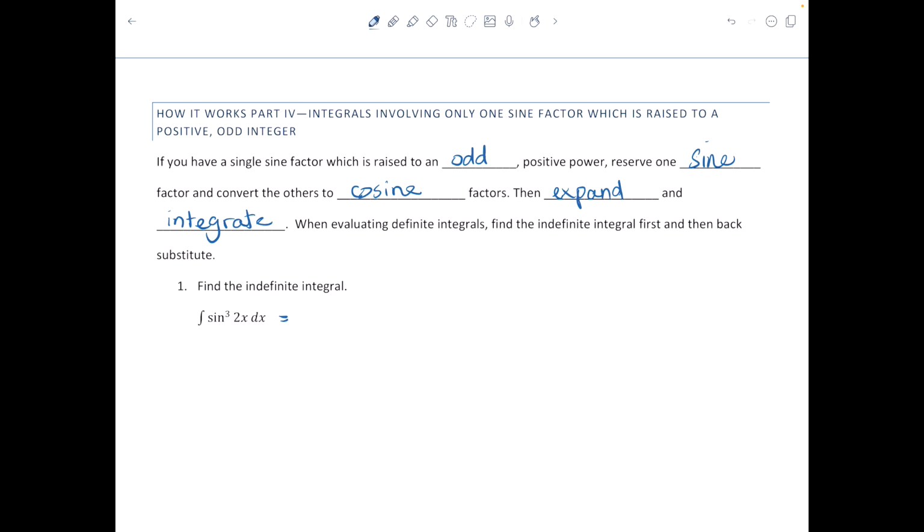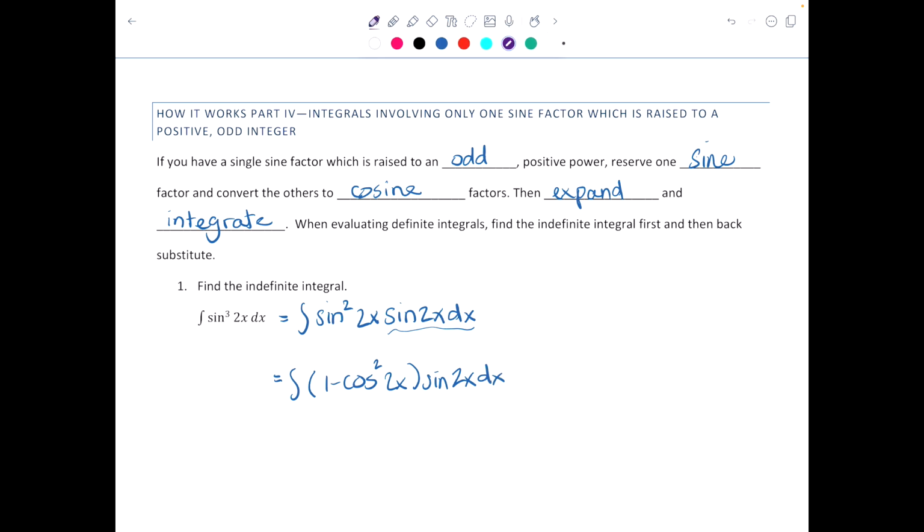All right, so here we go. We've got the sine function cubed, and the angle is 2x. So this will be equivalent to the integral of sine squared at 2x times sine at 2x dx. So this is the one on reserve. Then we'll have the integral of 1 minus cosine squared at 2x times sine at 2x dx. So our g of x is going to end up being equal to cosine at 2x. So g prime at x will be equal to -2 times sine at 2x dx.